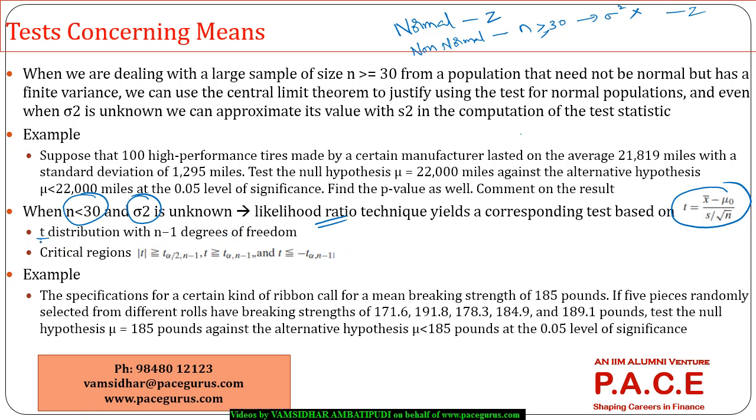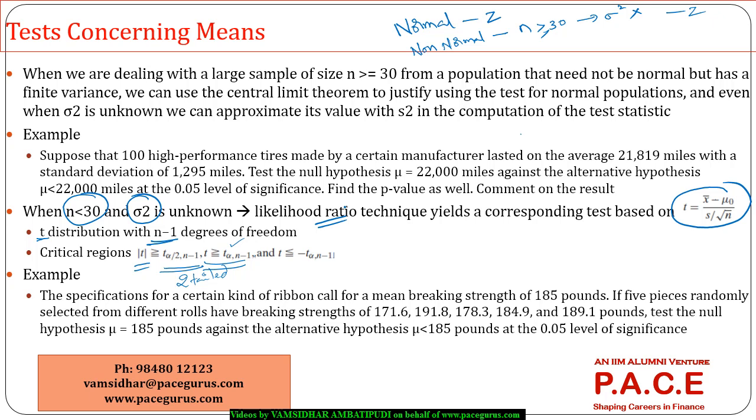It follows a t distribution with n minus 1 degrees of freedom, which means my critical region will come out as mod t greater than or equal to t alpha by 2 with n minus 1 degrees of freedom in case of a two-tailed test, or t greater than t alpha with n minus 1 degrees of freedom in case of a one-tailed test on the greater than side, or t less than or equal to minus t alpha with n minus 1 degrees of freedom in case of the less than mu naught kind of alternate hypothesis.